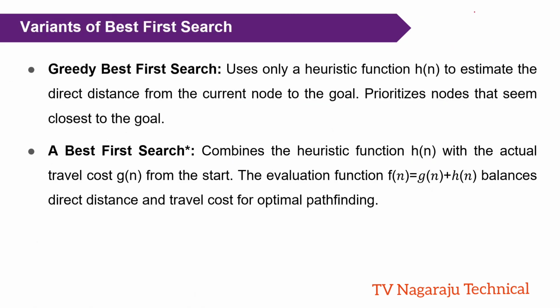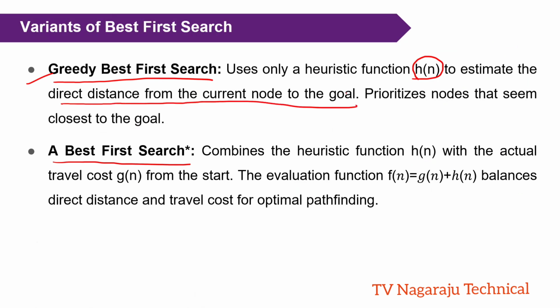Now, this best first search has two variations. One is greedy best first search. Another one is A star search. What is the difference between those two? In the first approach, it uses only the heuristic function h of n to estimate the distance from the current node to the goal. That means right now, I am at this position. This approach calculates the direct distance to reach the goal node. And the main thing is it prioritizes the nodes that are closest to the goal.